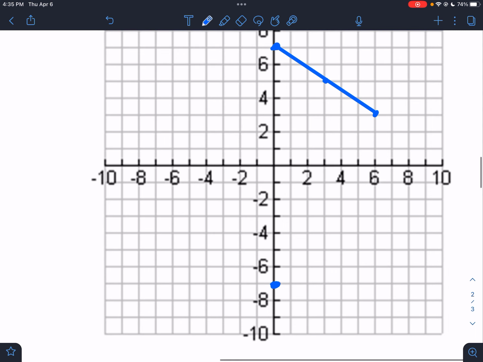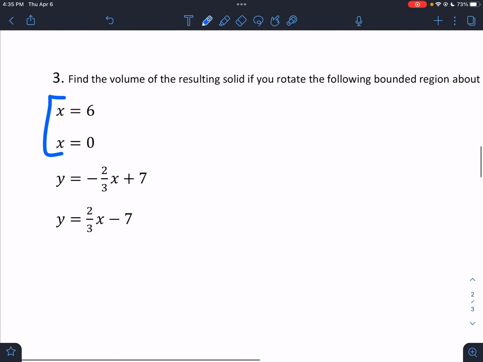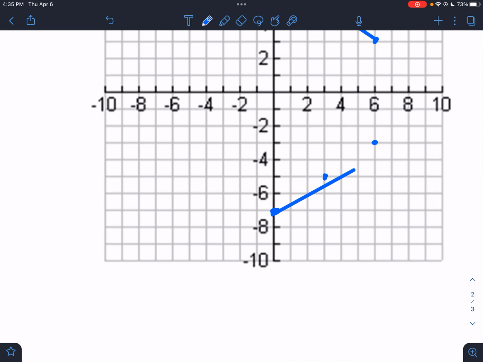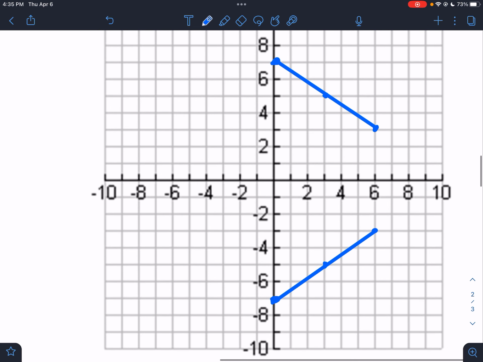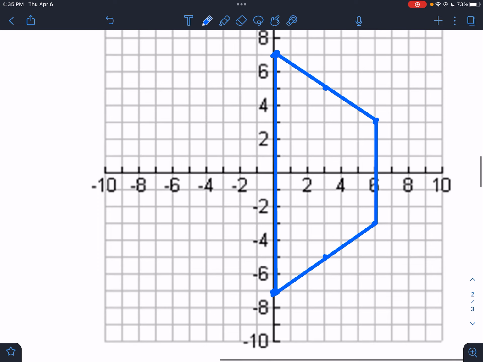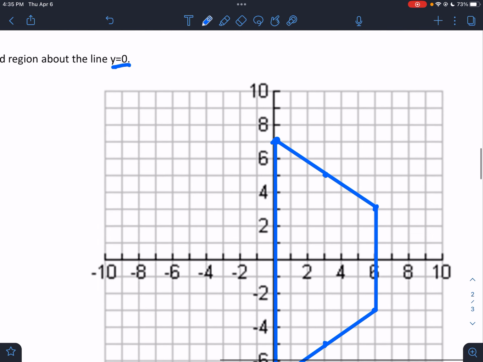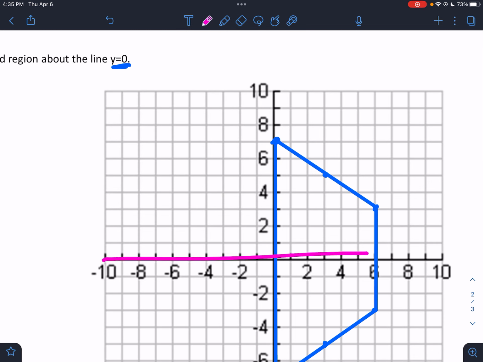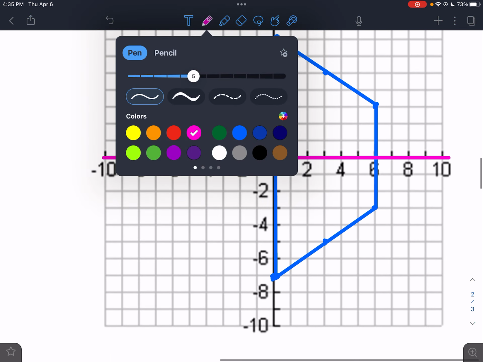Here at 7, the next equation is 2/3 x minus 7. So I'll start at -7, up 2 over 3, up 2 over 3. So here's the other equation, and we know it starts at 0 and ends at 6 on the domain. This is the shape. We're rotating around the line y equals 0. The line y equals 0 is the x-axis. So we're spinning around the pink line.